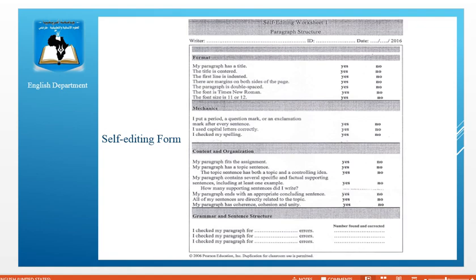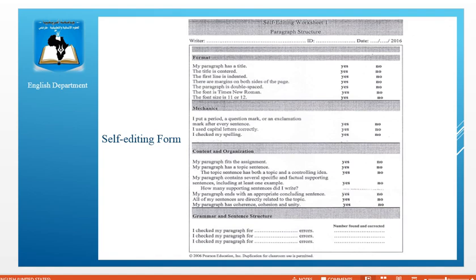You get the form here: the format, the mechanics, the content and organization, grammar and sentence structure. So you can do this with the previous paragraphs, or you can write a paragraph and try to edit it yourself. So here you are going to check the format. My paragraph has a title. If your paragraph has a title, you are going to say yes. If the title is centered, you say yes. If the first line is indented, this is by typing, it's not handwriting. There are margins on both sides of the page, if you still remember the margins we talked about in lecture number 1.